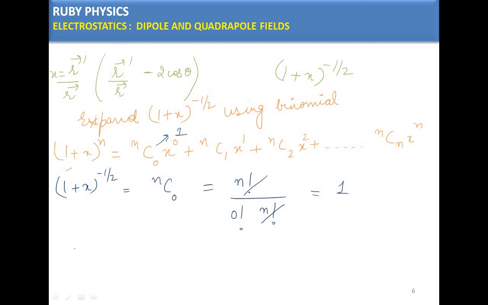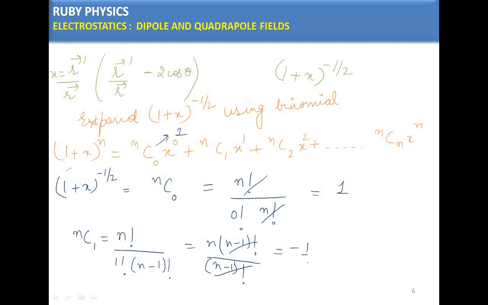Now let us see the second term, NC1. NC1 will be n factorial divided by 1 factorial, n minus 1 factorial. It will be n into n minus 1 factorial divided by n minus 1 factorial. So it will be n, and n here is minus 1 by 2, so this term will be minus 1 by 2.